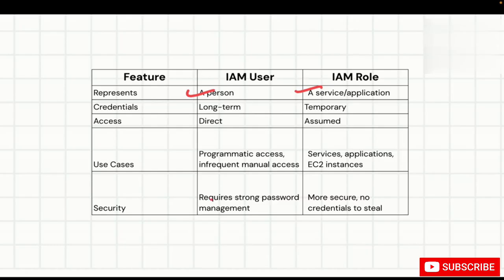For use cases, the IAM user is used for programmatic access with infrequent manual access. You can do whatever you feel like in the IAM user. You should be given the access, how many times you log in, what kind of access you're doing, everything is made available to you. Whereas the assumed role takes place for a particular time period and is given to services, applications, and instances. For security, it requires a password in the user. It's normally a username and password system.